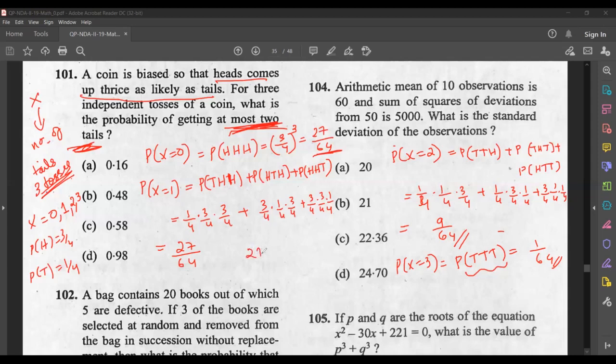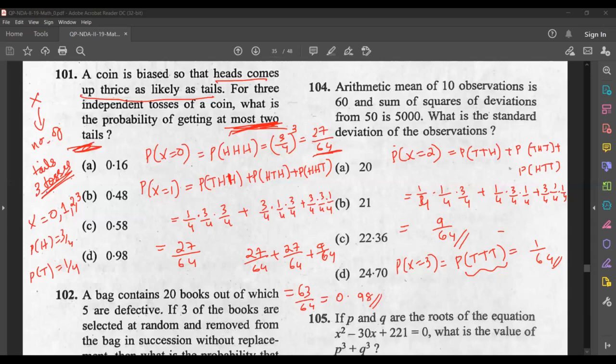27 by 64 plus 27 by 64 plus 9 by 64. When you add this, you get 63 by 64. You will get it as 0.98. 63 by 64, that is 0.98.